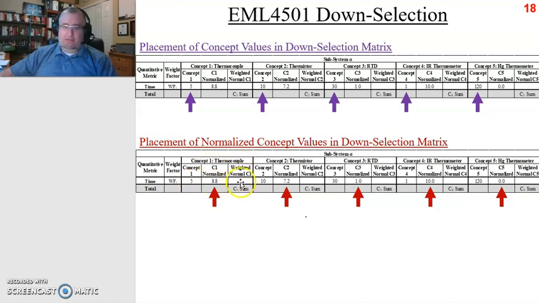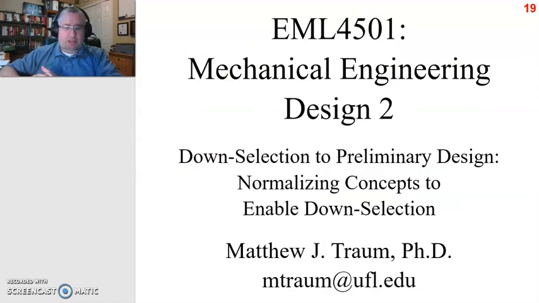The last thing that you have to do is just multiply the weighting factor by the normalized concept column, and that gives you a weighted normalized value for each concept. And then if you sum up those values, you end up with the down selection value for each of your concepts, and the highest value is the one that you want to pursue for prototyping, barring other complications such as discord between different subsystems. Okay, so that brings us to the end of this presentation.